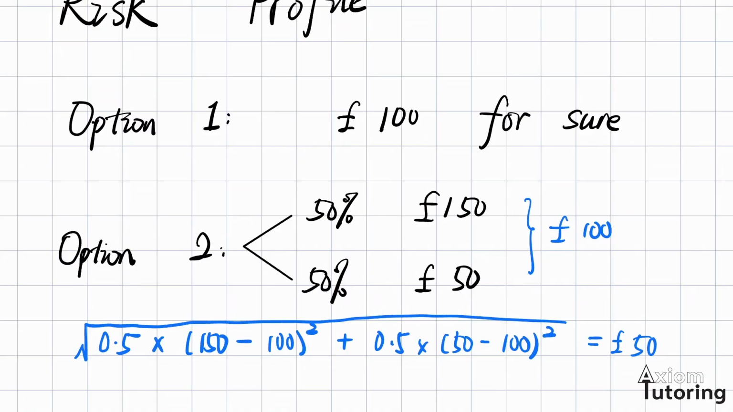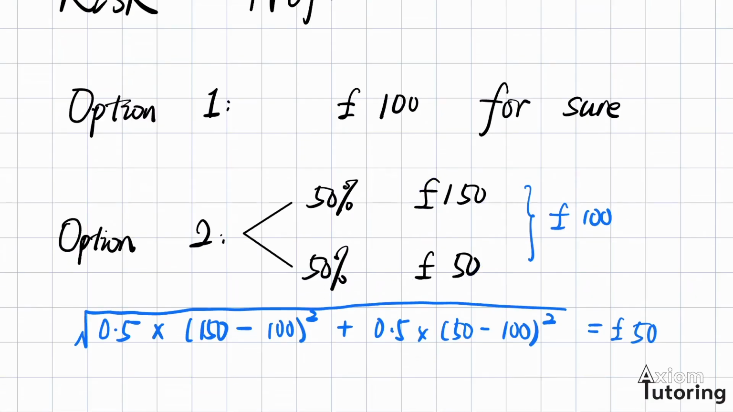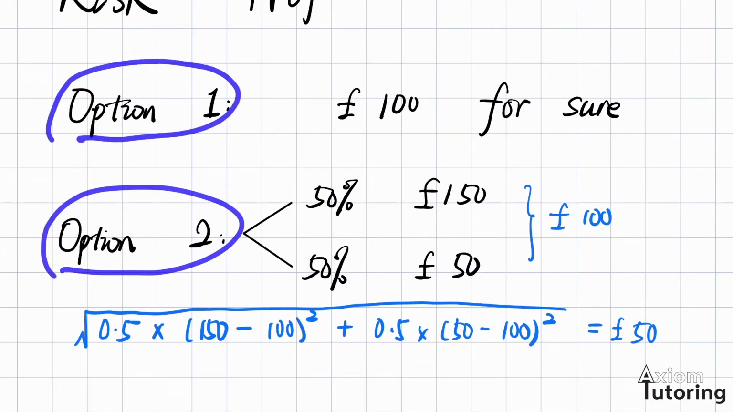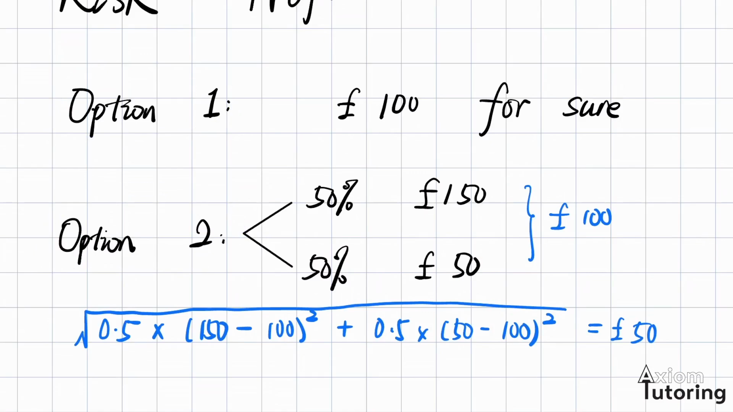As you can see, we always have this £50 of deviation from the average. So would you prefer option 2 over option 1? That's dependent on your risk profile.